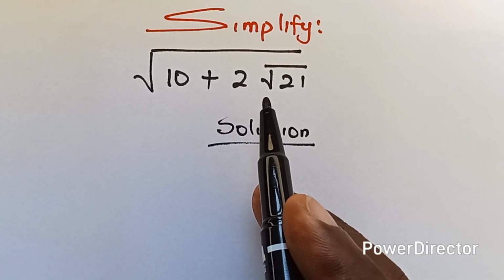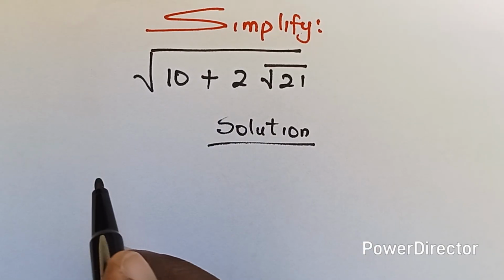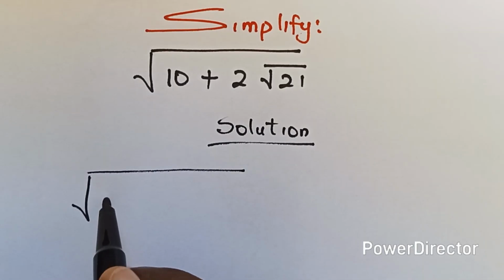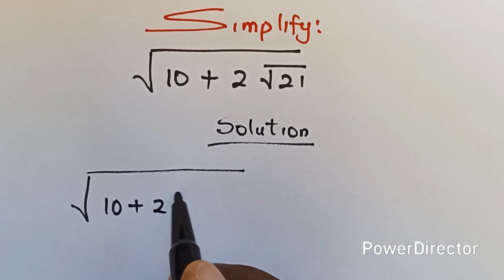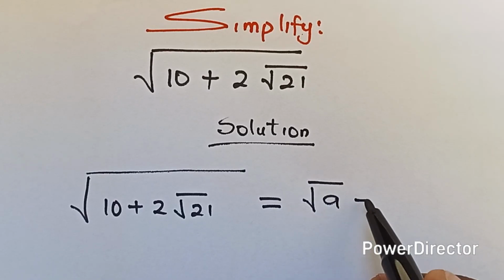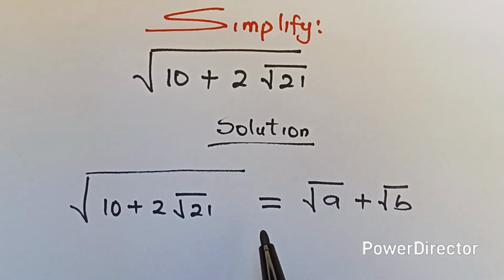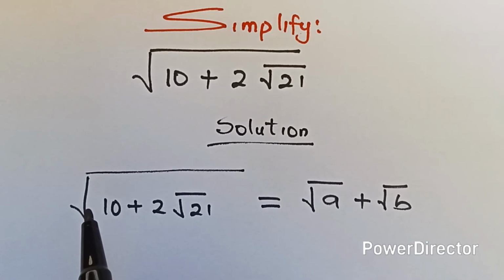Alright, so we're going to look for two numbers, let's say a and b, such that root 10 plus 2 root 21 will give us root a plus root b. Okay, and then what we are going to do here is to square both sides so that we cancel the square root here.